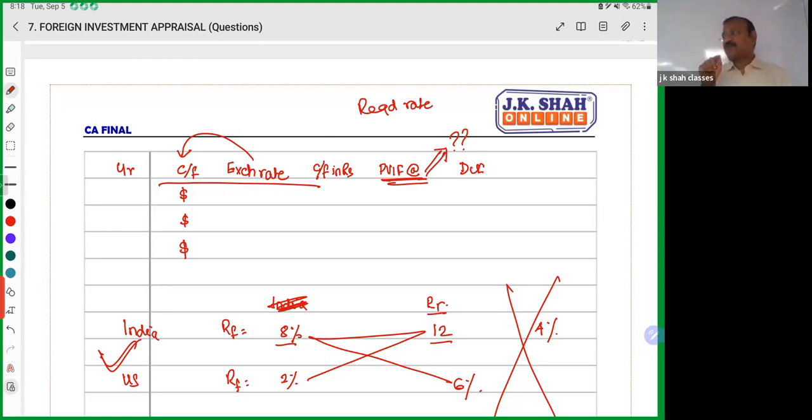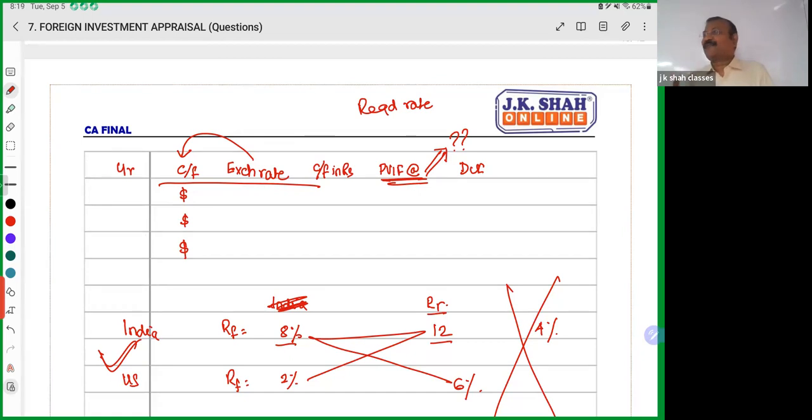The first approach, where I do not convert the cash flows into home currency, I straight away use the foreign currency and discount it. That is called the foreign currency approach of evaluation. And the second approach, where I convert the foreign cash flows into home currency and then evaluate, is called the home currency approach for evaluation.